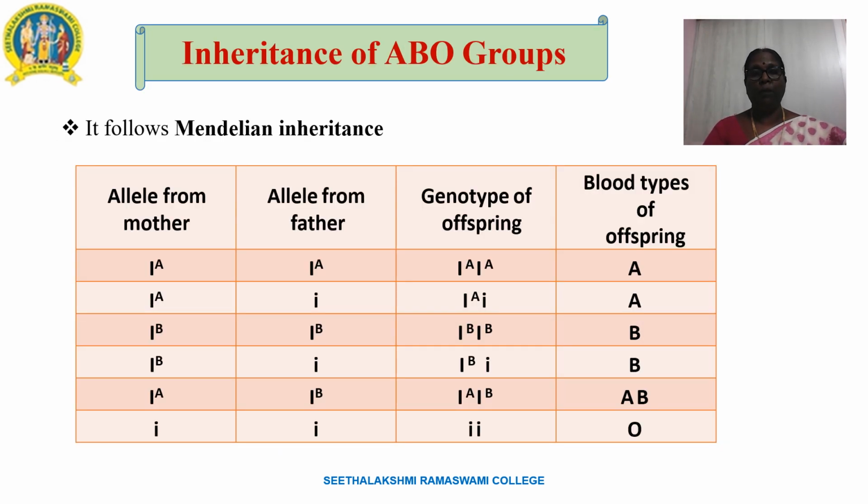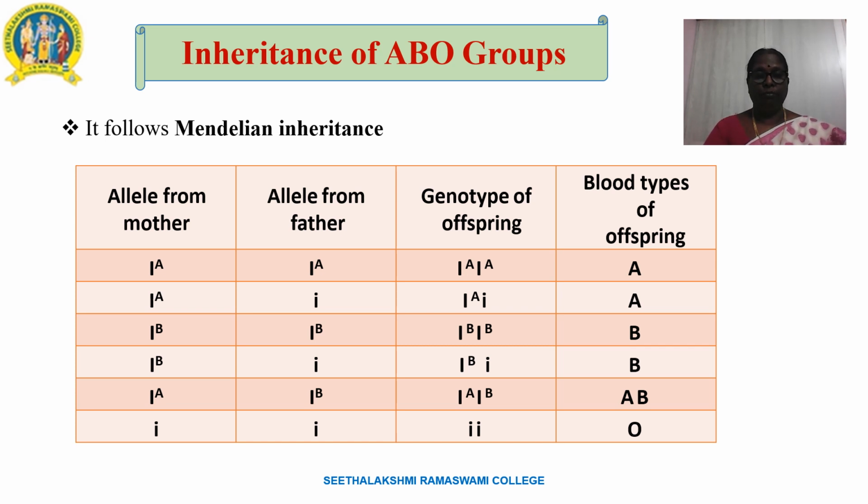Inheritance of ABO blood groups. It follows Mendelian inheritance. This table shows the inheritance of characters from mother and father to the young ones. Suppose capital IA from mother and capital IA from father, it is a homozygous one, it produces A blood group. Capital IA from mother and small i from father, it is a heterozygous one, again it produces A blood group in the child.